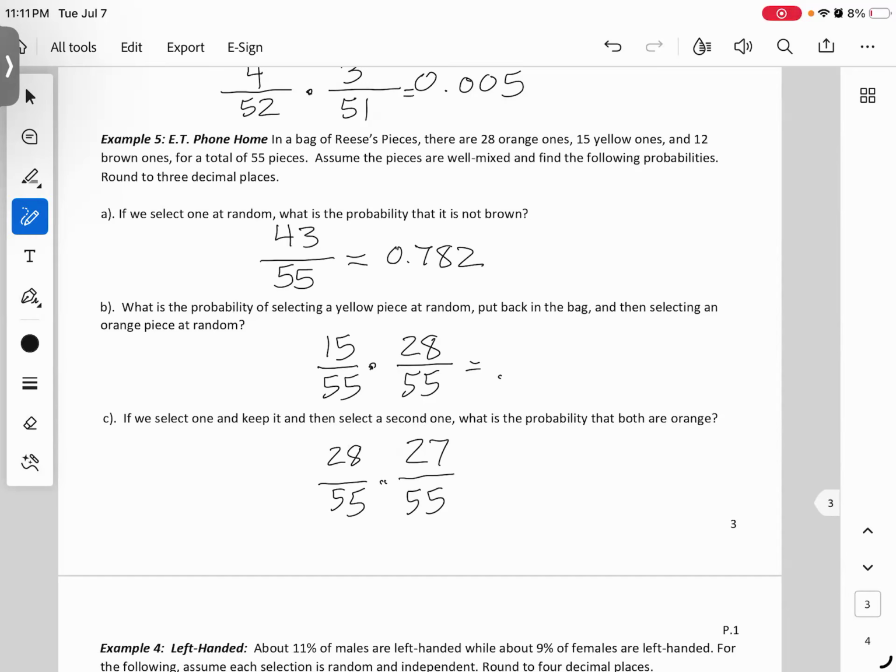I'm going to go ahead and do these. It'd be 0.139 and 0.255.